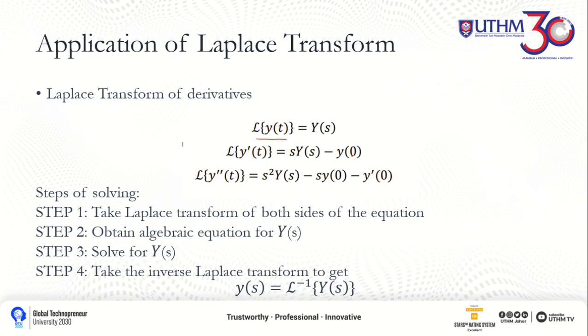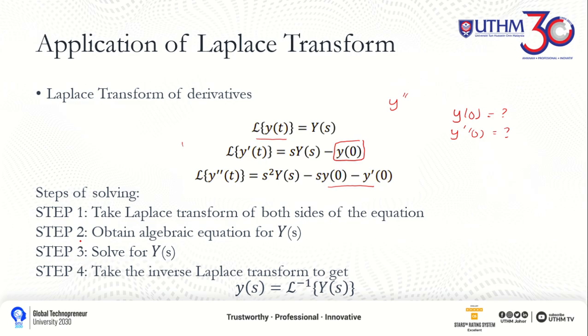This one basically they will give you based on the equation. And for the Laplace transform of y double prime, you need to change to s squared Y(s) minus s y(0) minus y prime(0). For y double prime, the question will give you the initial conditions, which are y(0) equal to something and y prime(0) equal to something. So you need to substitute the values into the equation.